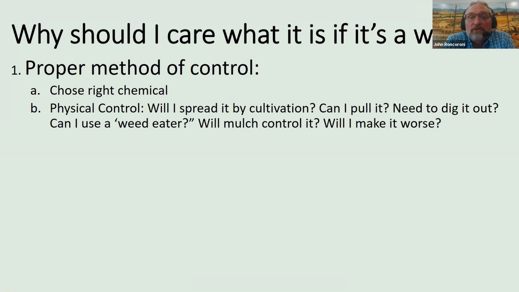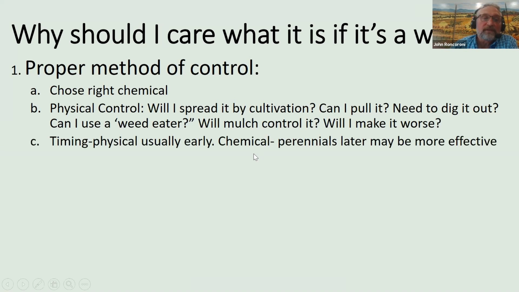And I got this question just the other day about Johnson grass, which I'll show you some pictures and talk about later, that pulling out Johnson grass just doesn't do any good. You need to actually dig out those rhizomes, and you'll see why in some future slides. Timing. Physically, you usually want to get things out early, especially with annual plants. If you're using chemicals, sometimes with perennials, later may be more effective for systemic chemicals.